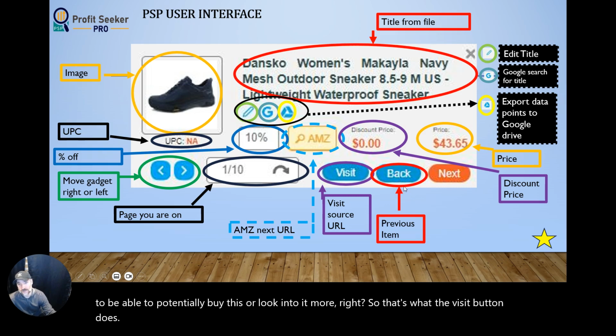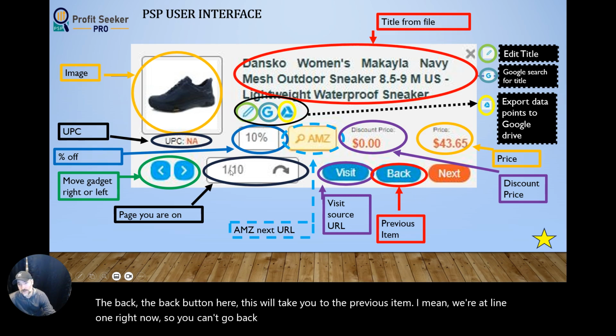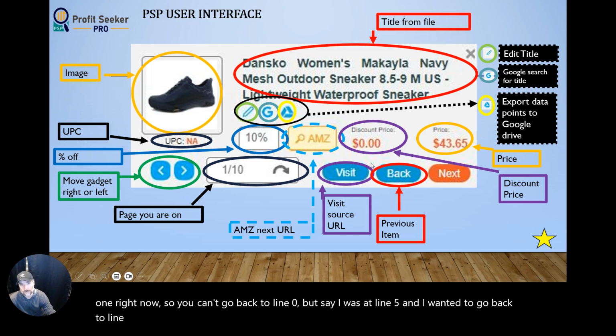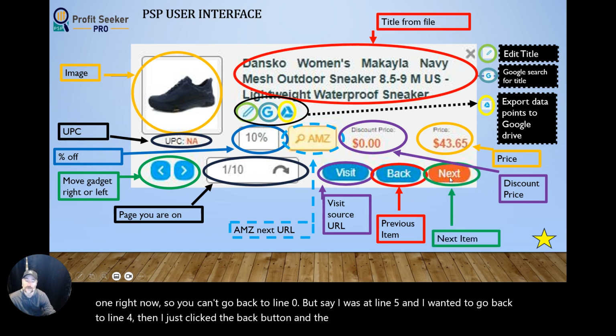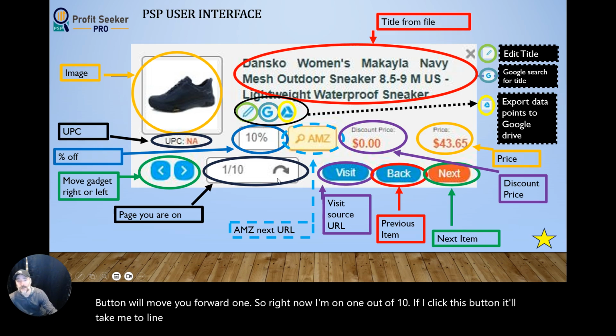The back button here, this will take you to the previous item. I mean, we're at line 1 right now, so you can't go back to line 0. But say I was at line 5 and I wanted to go back to line 4, then I just click the back button. And the next button will move you forward 1. So right now I'm on 1 out of 10. If I click this button, it'll take me to line 2 out of 10.